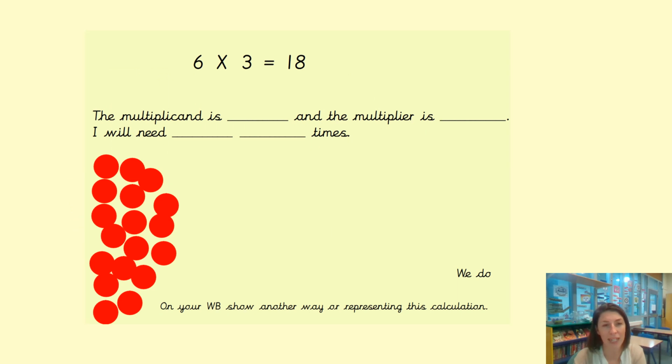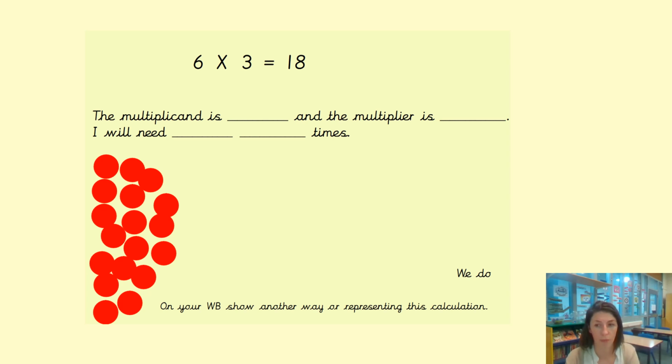Here I've got a number sentence for you. 6 times 3 is 18. We've given you the answer. You haven't got to think about that. Do think about though, which part is the multiplicand and which part is the multiplier? Have a go with your counters, or your beads or your beans, whatever you've got, at making this calculation. You might want to pause the video here while you do this.